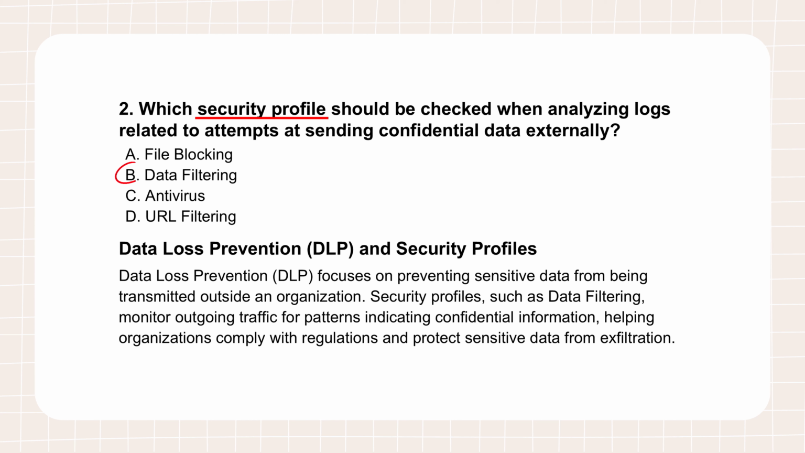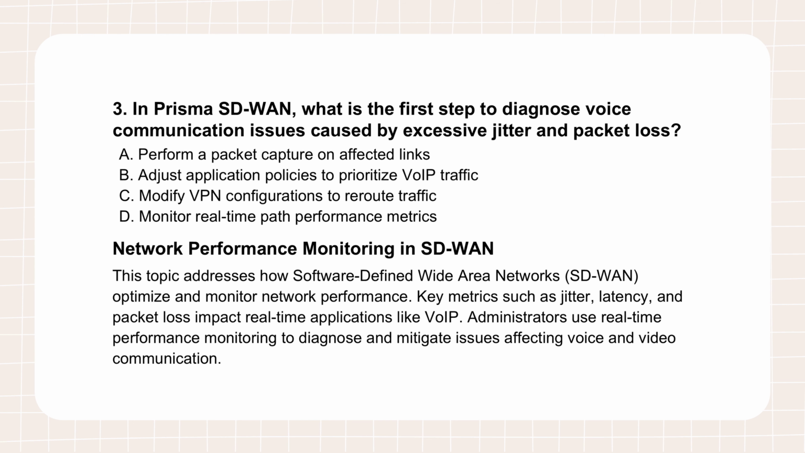So it's kind of like a safeguard against those oops moments where someone might accidentally send sensitive information outside the company, but also against those deliberate attempts to steal data, right? Yeah, exactly. It's protecting against both accidental and malicious data leaks. Now, question 3 takes us into the world of Prisma SD-WAN.